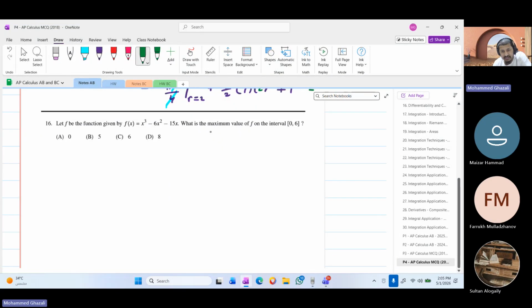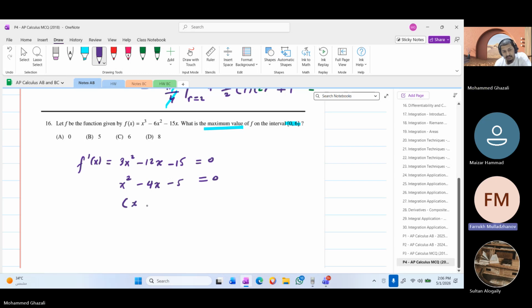Let f be the function defined by this. What is the maximum value of f on the interval 0 to 6? To find the maximum value, you need to find the derivative f prime of x, which is 3x squared minus 12x minus 15, equal to 0. Simplifying into quadratic form, x squared minus 4x minus 5. So now we have x minus 5, x plus 1 equals 0. Now x is equal to 5 or x is equal to negative 1.